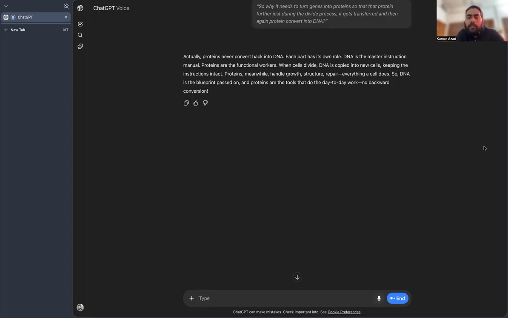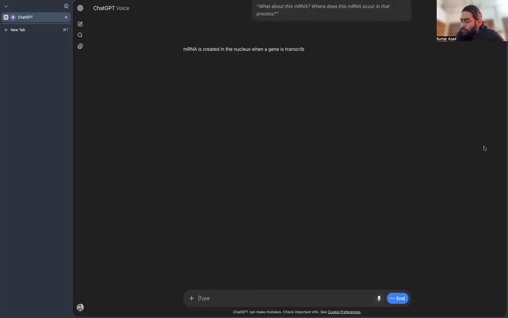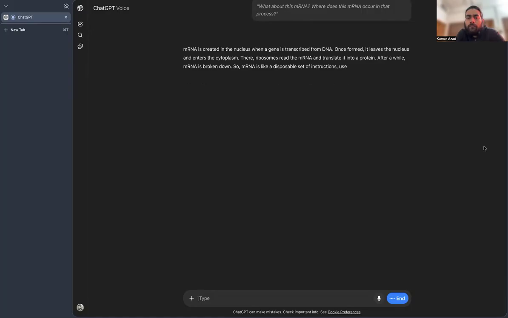Where does this mRNA occur in that process? mRNA is created in the nucleus when a gene is transcribed from DNA. Once formed, it leaves the nucleus and enters the cytoplasm. There, ribosomes read the mRNA and translate it into a protein. After a while, mRNA is broken down. So mRNA is like a disposable set of instructions, used only when needed to make proteins at the right time.